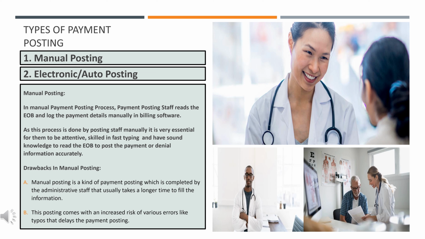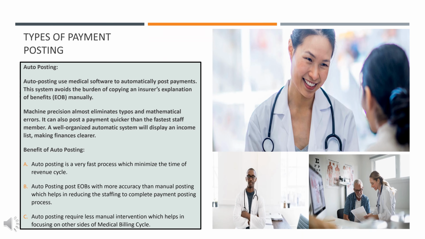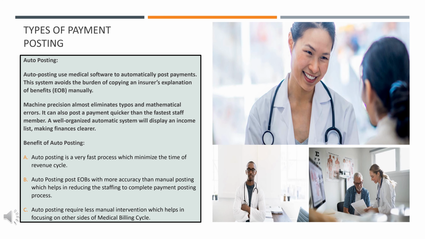So to avoid incorrect billing done through manual posting and to ensure the best quality posting, the process of auto payment posting has been adopted. The second type of posting, auto posting. Auto posting uses medical software to automatically post payments. This system avoids the burden of copying an insurer's explanation of benefits, EOB, manually. Machine precision almost eliminates typos and mathematical errors. It can also post a payment quicker than the fastest staff member.